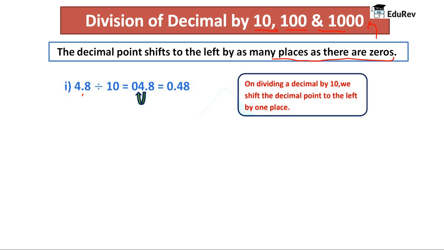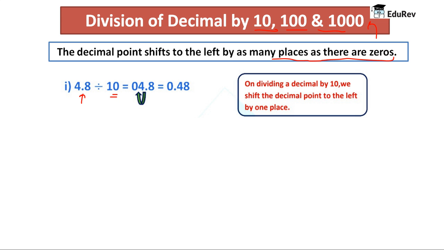We will shift this decimal point to the left. And by how many places will we shift? By the number of zeros. We will count the number of zeros in this. In 10, the number of zeros is 1. So we will shift this decimal to the left by one place only.